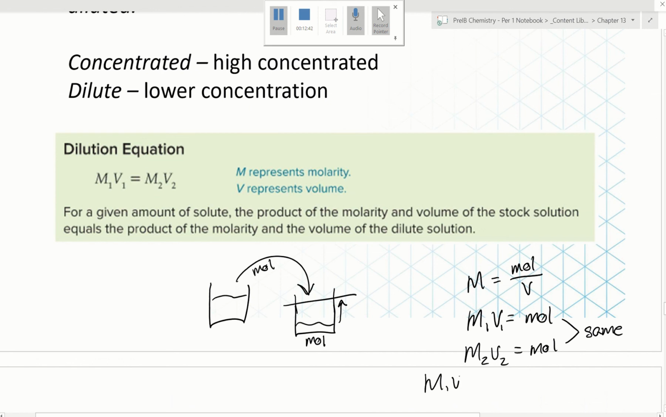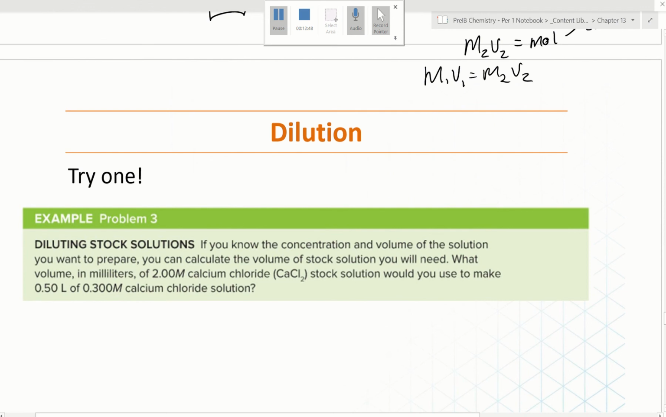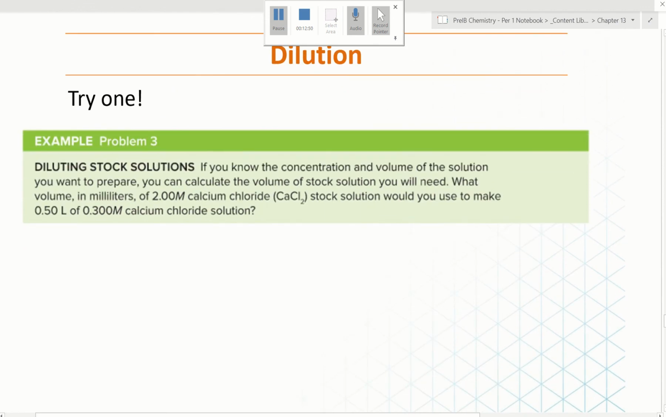So then we get M1V1 equals M2V2. And I'll give you a dilution sample problem here. Hopefully that'll help you. It says if you know the concentration and the volume of a solution you want to prepare, you can calculate the volume of stock solution you'll need.